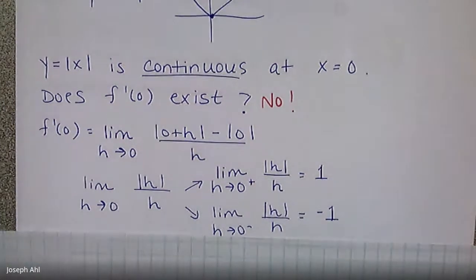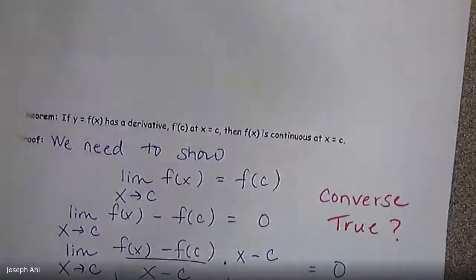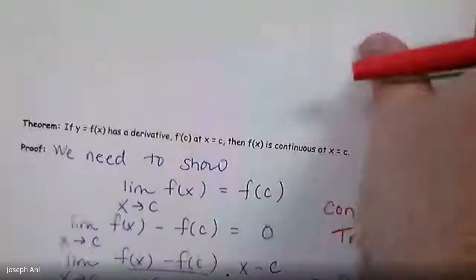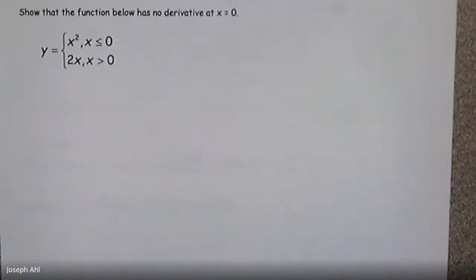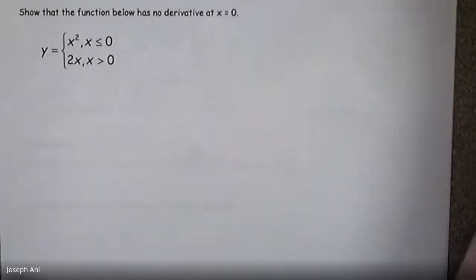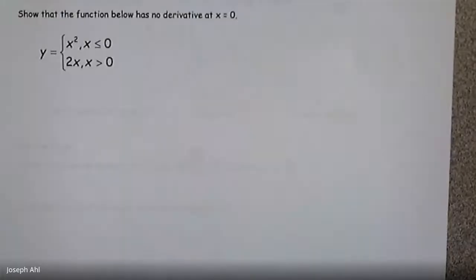So let's go ahead and take a look at the bottom half of the page. I want us to show that the function below has no derivative at x equals 0. In order to do that, if the function doesn't have a derivative there, we really just want to show that when I approach 0 from the left using our limit definition and approach 0 from the right, we're not getting close to the same value.